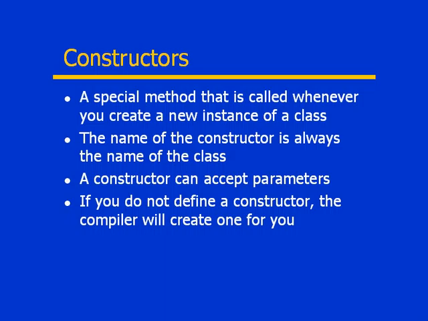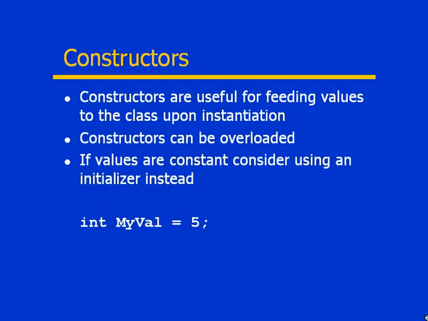Now, if you don't create a constructor and the compiler is allowed to create one for you, you will get what's called a default or zero parameter constructor. It's a constructor that does not accept any parameters, and it really doesn't do anything at all. However, it's there. That's the point. It provides a structure that you can use to create instances of your objects.